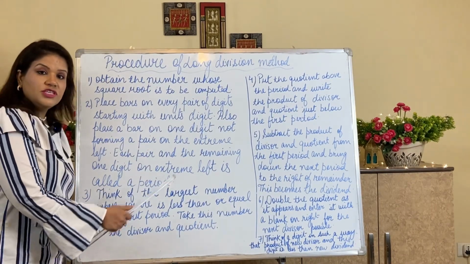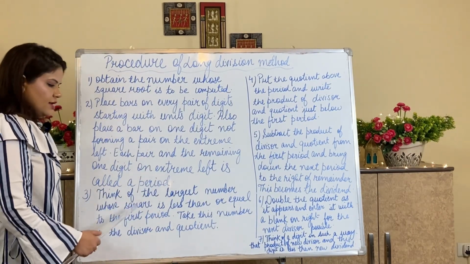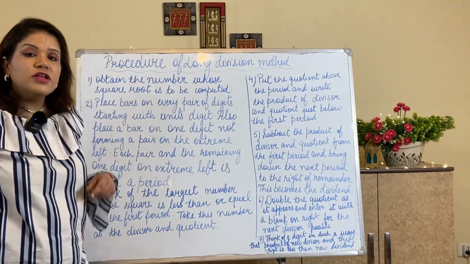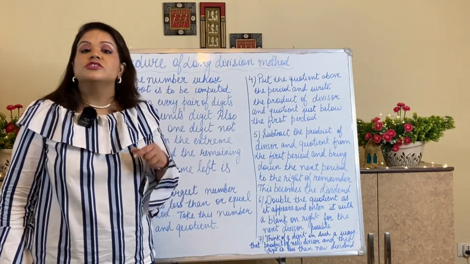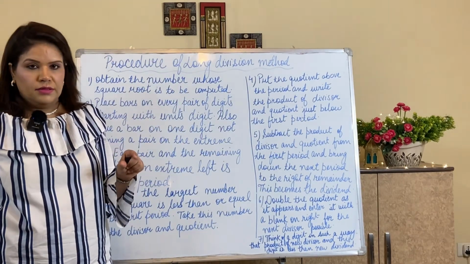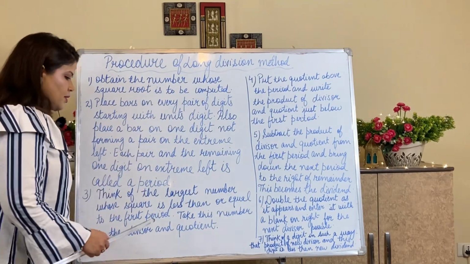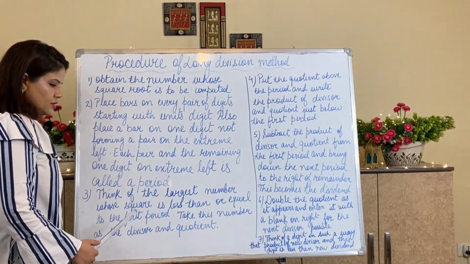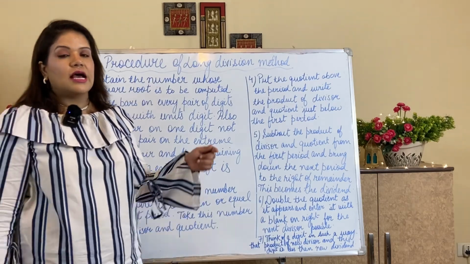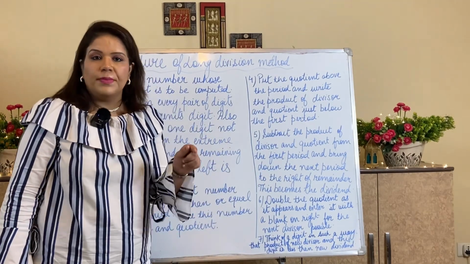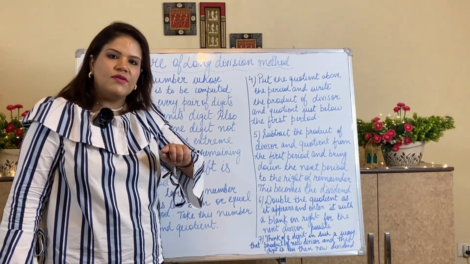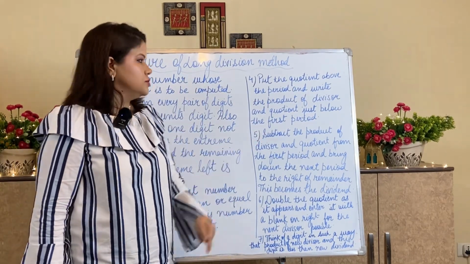Think of the largest number whose square is less than or equal to the first period. I will think of the largest number possible which can be subtracted from the number, which is a square. Take this number as the divisor, because I am taking it as a square. So square will be like 2 into 2, 3 into 3. So 1 will become divisor, 1 will become quotient.